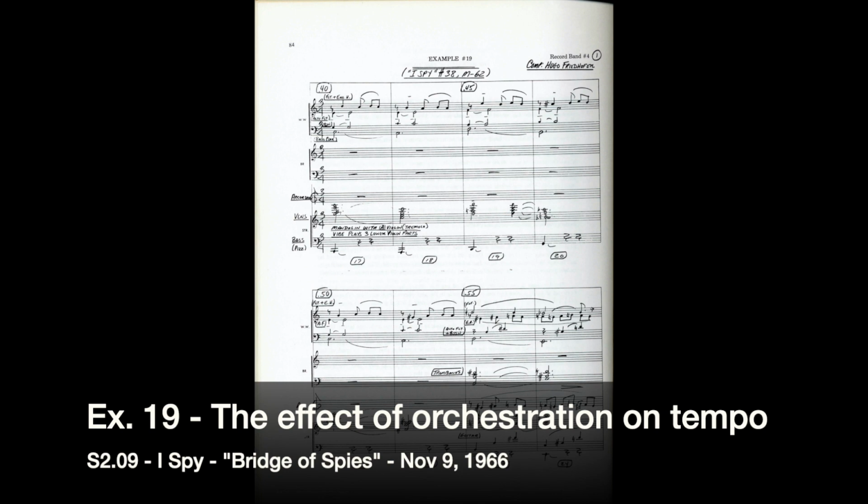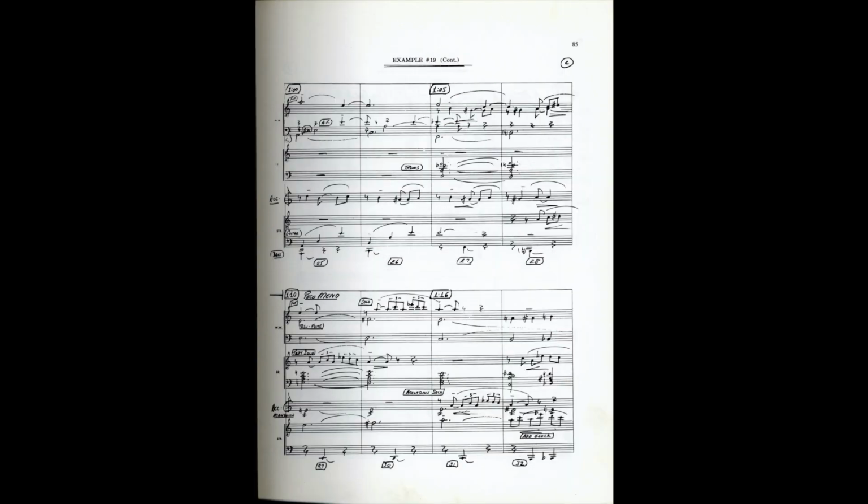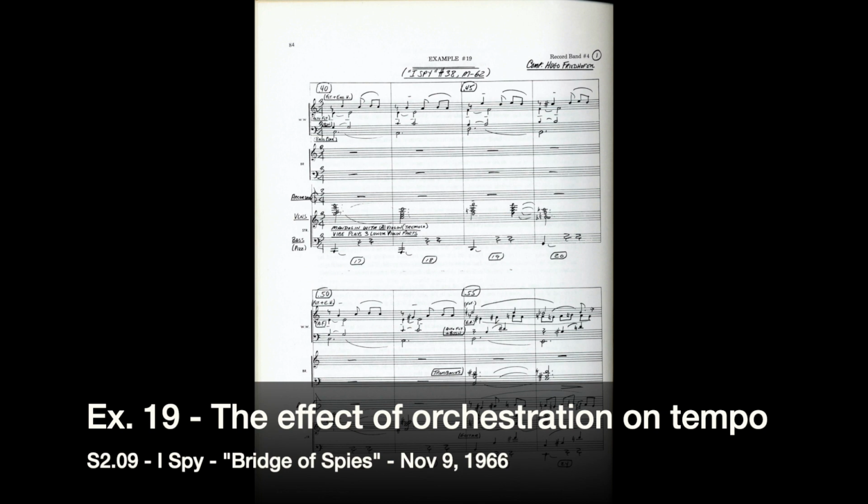Example 19 is a free timing cue that illustrates the effect that orchestration has on tempo. This cue starts at 40 seconds. Pay particular attention to what happens at bar 29 when triplets are introduced instead of eighth notes. Set your stopwatch to 40 seconds and start after a 2-bar count.